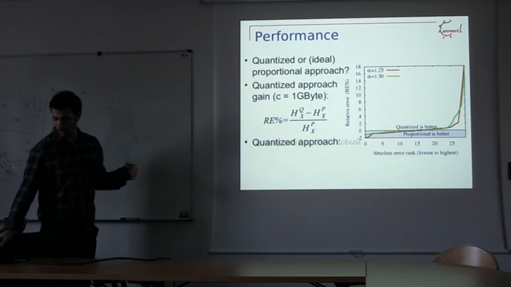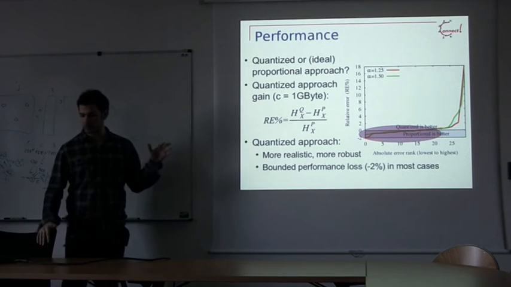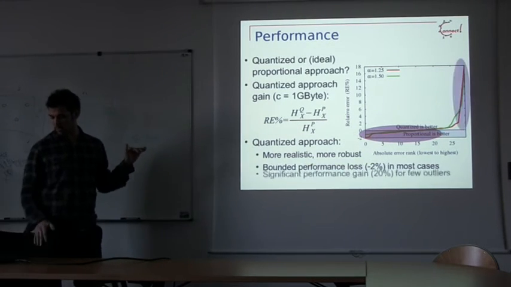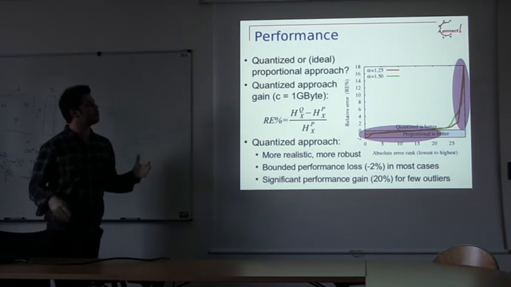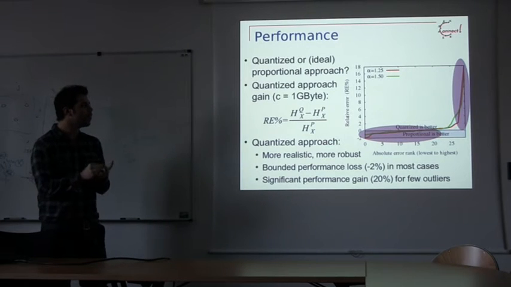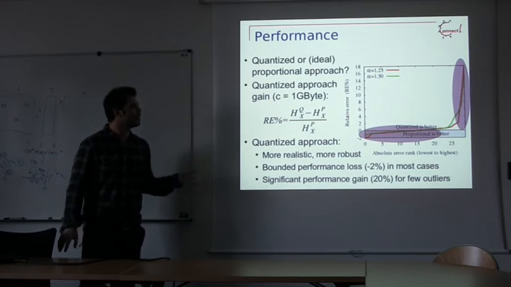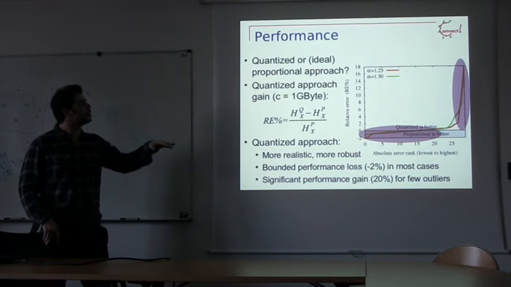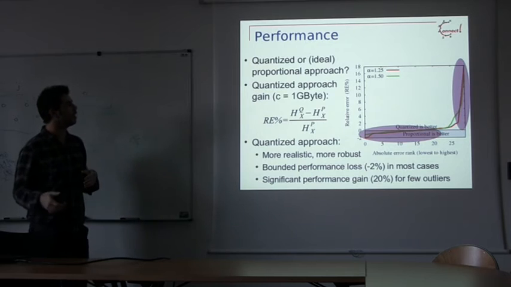We can say that the quantized approach is surely more realistic, but it's also more robust. Why is it more robust? Because it has a bounded performance loss of up to 2% in the worst case, but for some networks we have a significant performance gain, up to 20%. Why is there this gain? Because in the proportional approach, some nodes receive a really small amount of memory, for example 10 kilobytes or 20 kilobytes. While in the case of the quantization, the minimum amount of memory that a node can receive is 1 gigabyte. So this is the problem with the proportional approach.